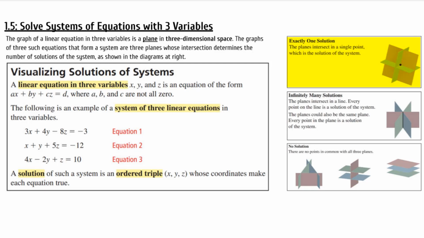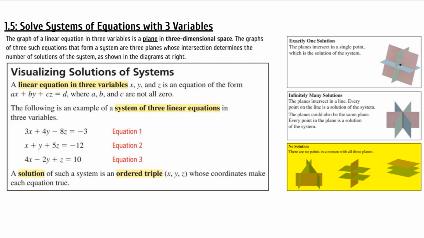We can see at right that exactly one solution shows the planes intersect at a single point. To visualize infinitely many solutions, the planes intersect in a line. Every point on the line is a solution of the system, so you can still write your solution in a general form. And here are the options for no solution.